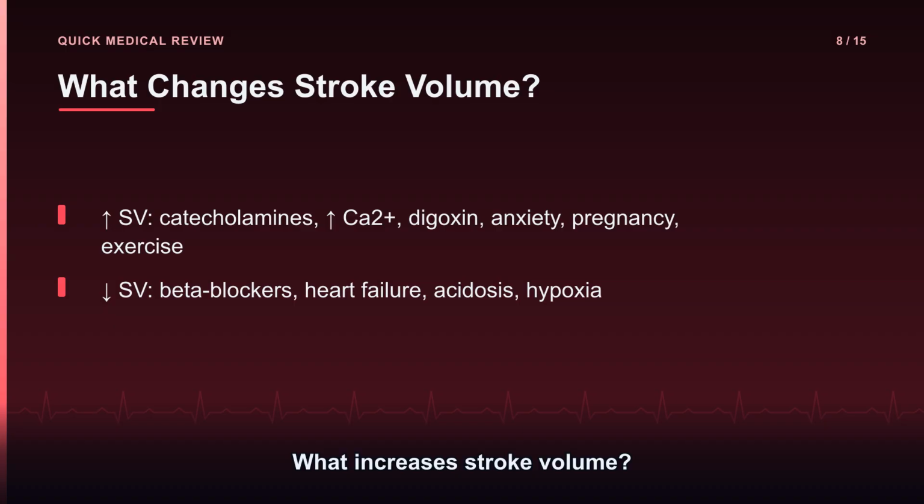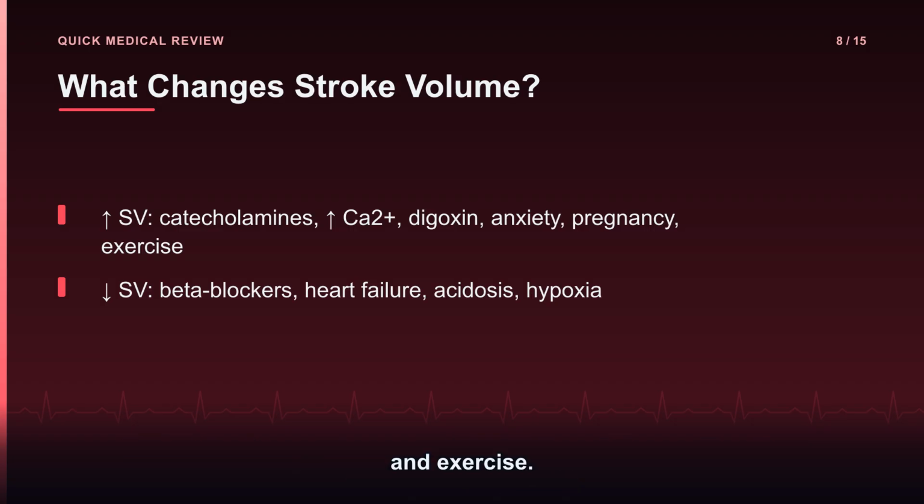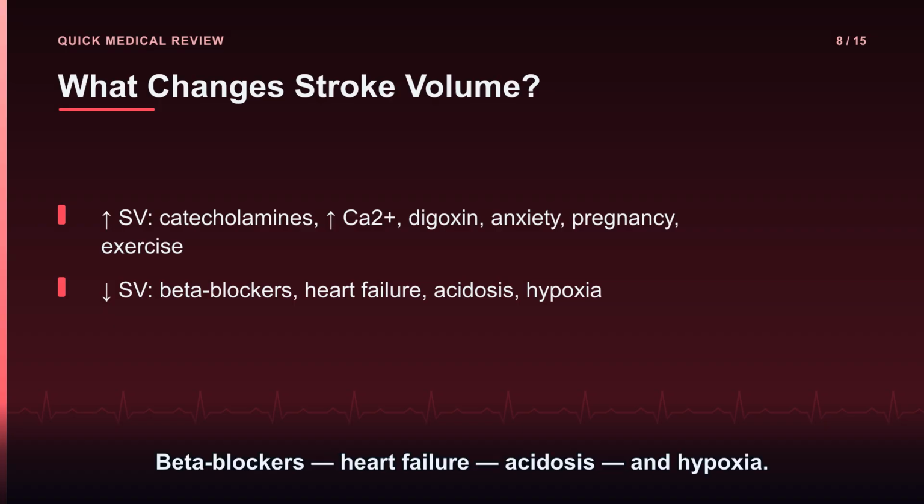What increases stroke volume? Catecholamines, increased intracellular calcium, digoxin, anxiety, pregnancy, and exercise. What decreases stroke volume? Beta blockers, heart failure, acidosis, and hypoxia.